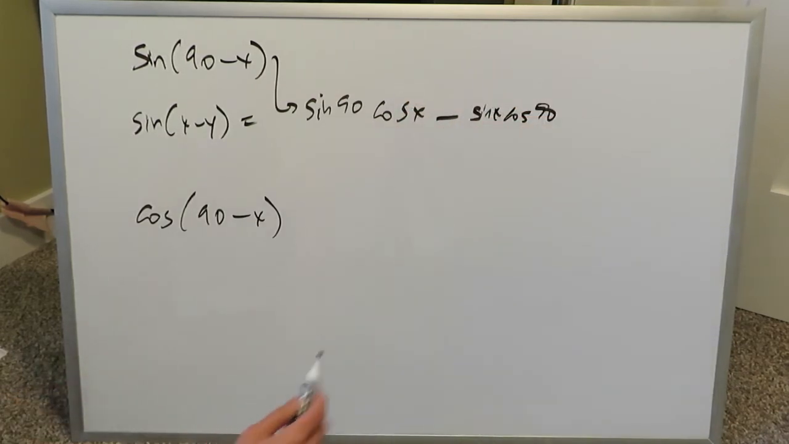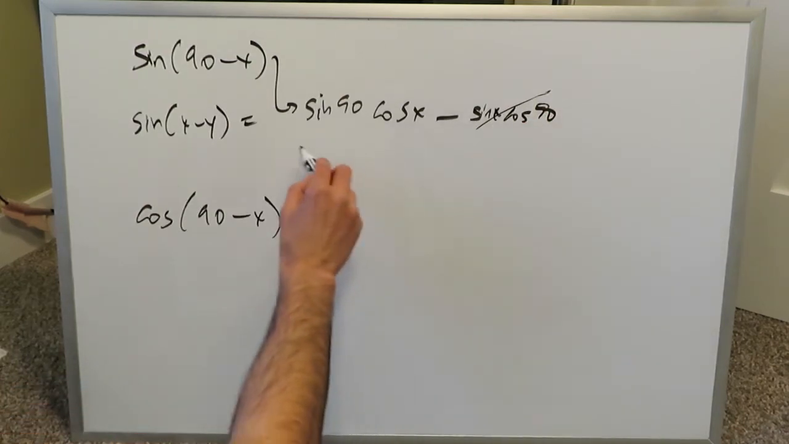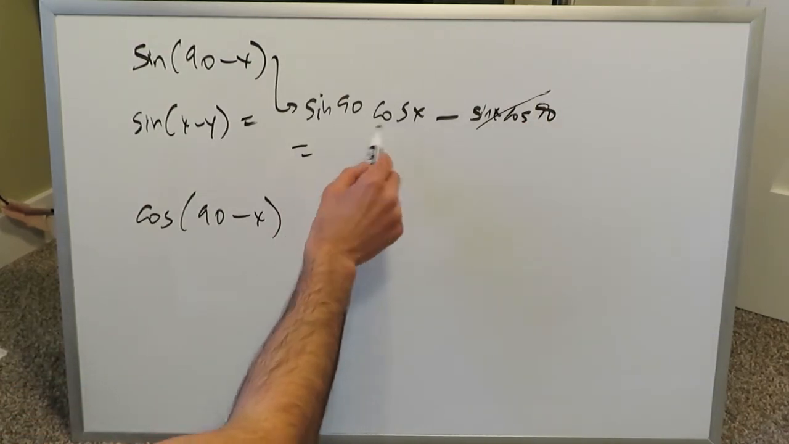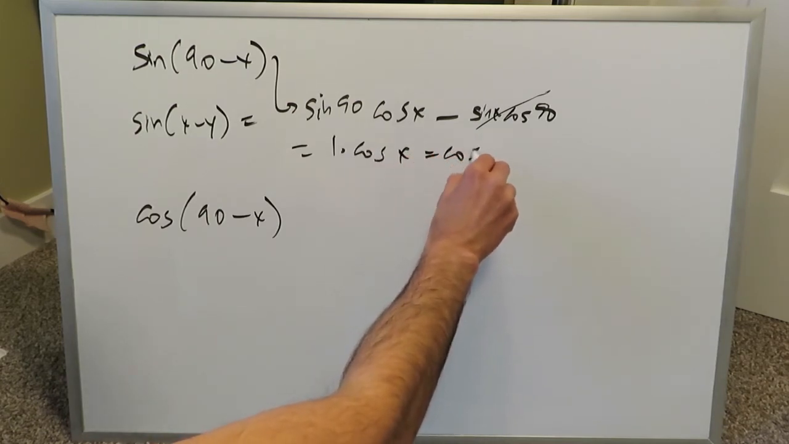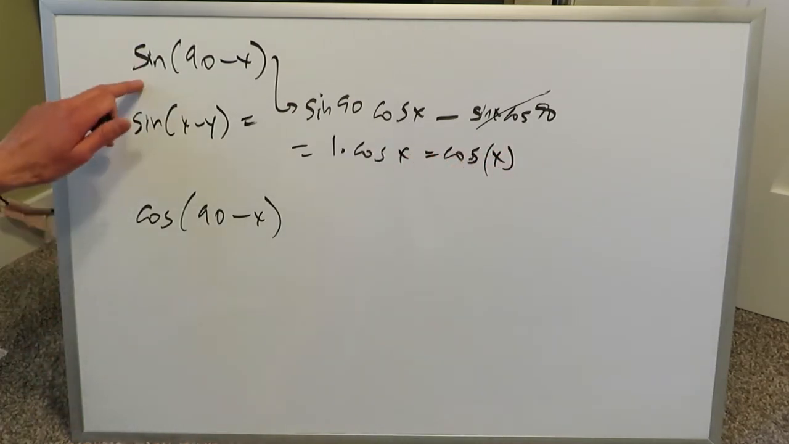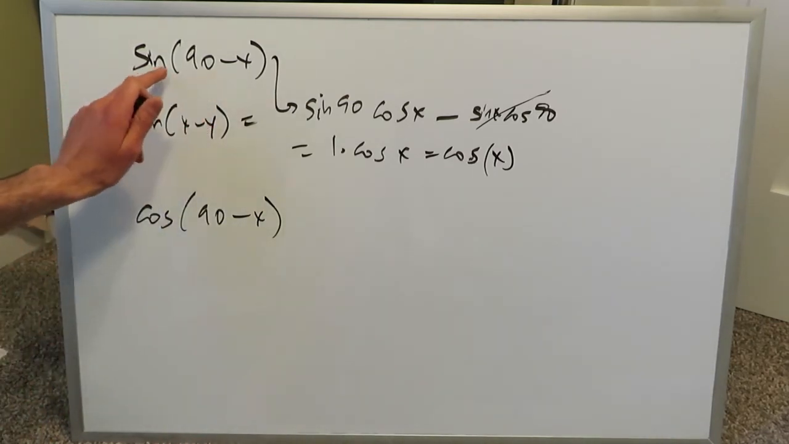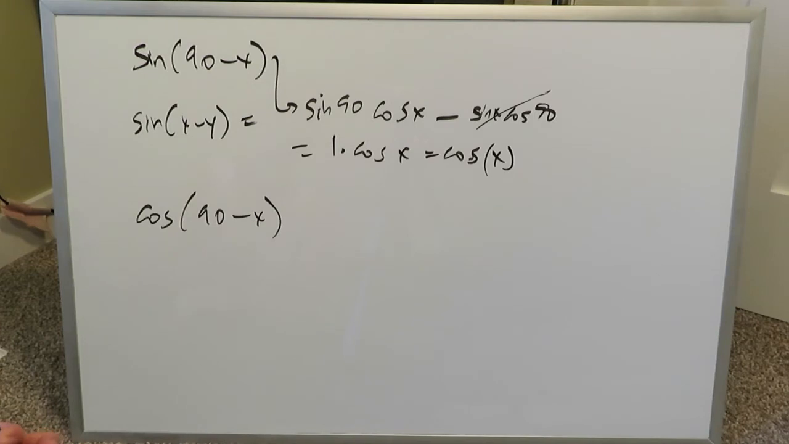You just have to simplify this. Cosine 90 is 0, it zeroes everything out. Sine 90 is 1 times cosine x, and you get cosine x. So we know that sine of 90 minus x must equal cosine x. Sine of the complement is equal to cosine of the original angle.